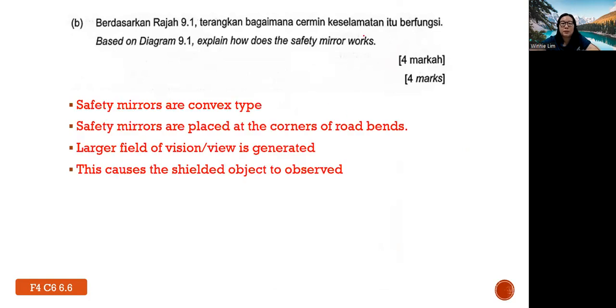First, you explain this mirror is basically a convex mirror. Then where you place this mirror, you place it at the corner of the road. The purpose is to widen the field of vision, or a larger field of vision is generated, and this causes the shielded object, the oncoming object that you can't see, to be able to be observed. Sometimes the terms you use will be slightly different, but if they have similar meaning, then it is acceptable. But that's why first you have to tell what type of mirror it is.